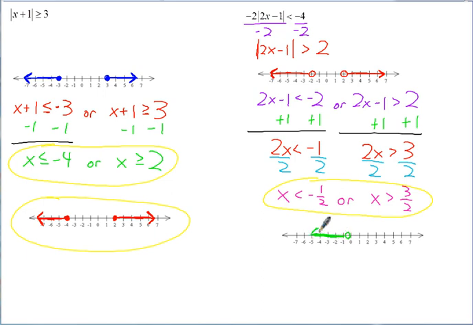Don't worry about how long your arrows are, as long as it's going in the right direction, because it keeps on going further. And then x is greater than 3/2. So 3/2 is the same as 1.5, right here between 1 and 2. And x will be greater than 1.5 or 3/2, so you shade to the right. And there's the graph of our solution. And that concludes the notes on the topic of solving absolute value inequalities.